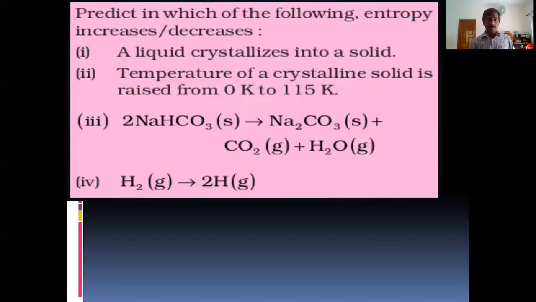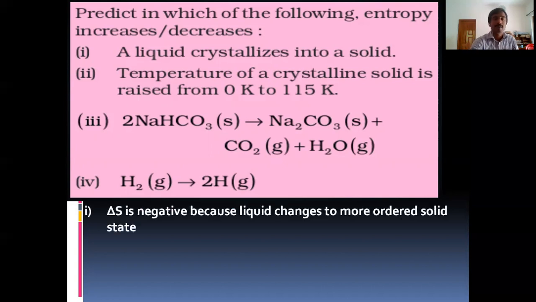Now we can solve some problems here. Some conditions are given here. Predict in which of the following entropy increases or decreases. A liquid crystallizes into a solid. Liquid crystallizing into a solid is a more ordered state. When liquid changes to solid, the order increases. That means entropy decreases. Delta S will be negative, because liquid changes to a more ordered solid state.